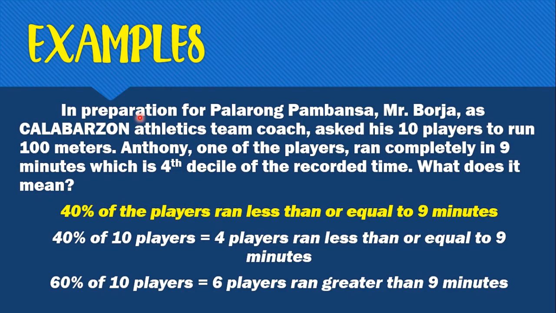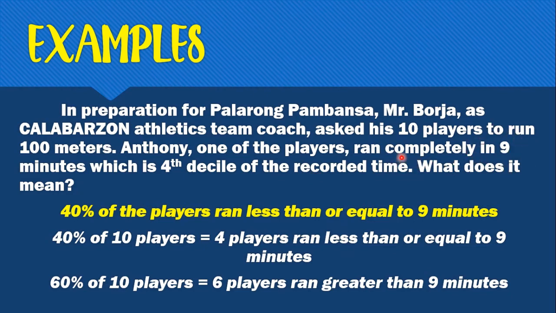Another one. In preparation for Palarong Pambansa, Mr. Borja, the Calabarzon athletics team coach, asked his 10 players to run 100 meters. Anthony, one of the players, ran completely in 9 minutes, which is the fourth decile of the recorded time. What does it mean? Since we have the fourth decile, D sub 4 is the same as P sub 40, which is 40% of the data. We can say that 40% of the players ran less than or equal to 9 minutes.